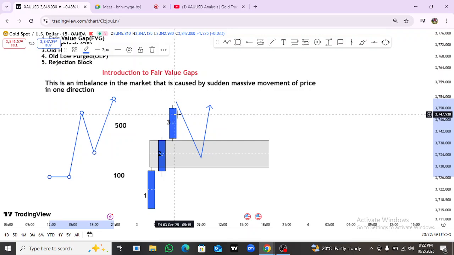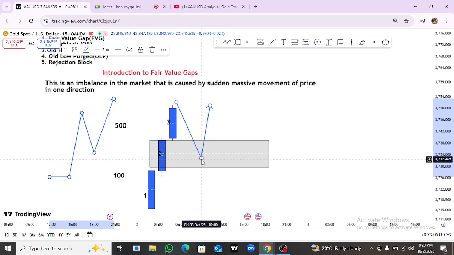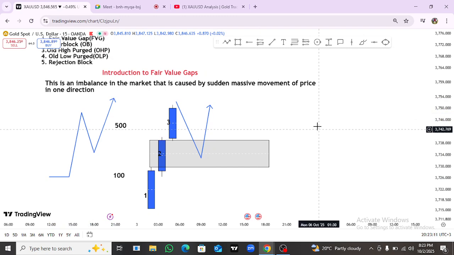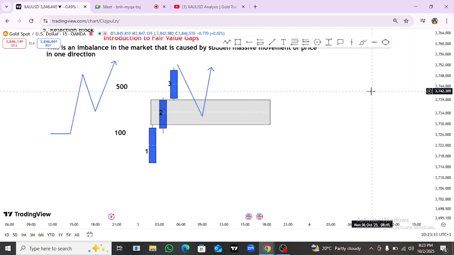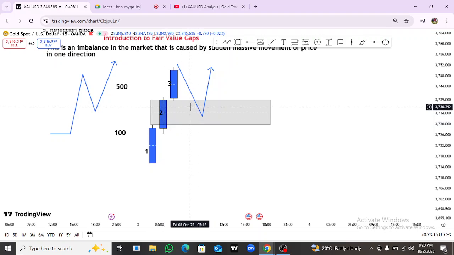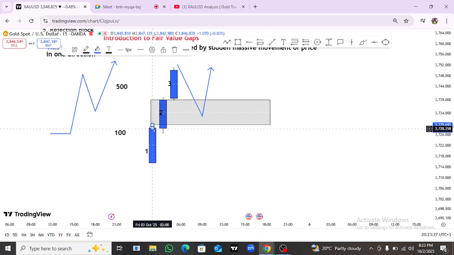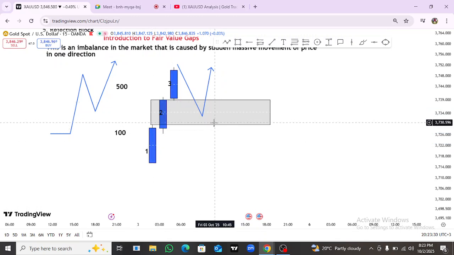The same thing happens with these imbalances in the market. Price will have to come back to these levels and fill the imbalances that are there before we have a push to the above. So how do you identify a fair value gap? I said that in a bullish scenario, price will never leave a gap between candlestick number 1 and number 3. So if you can draw a rectangle between the wick of candlestick number 1 and the wick of candlestick number 3, that is a fair value gap.